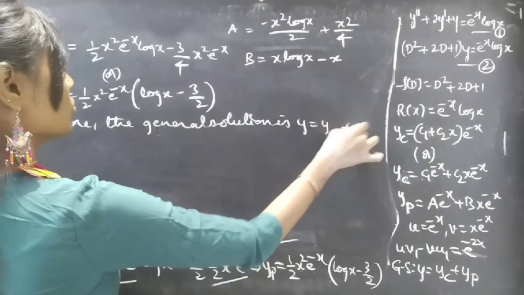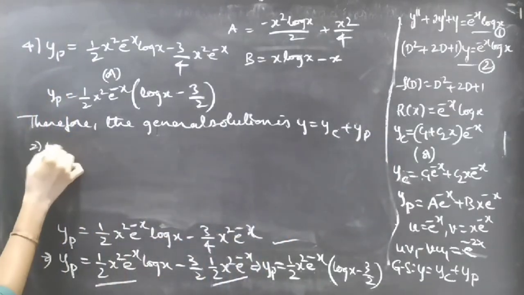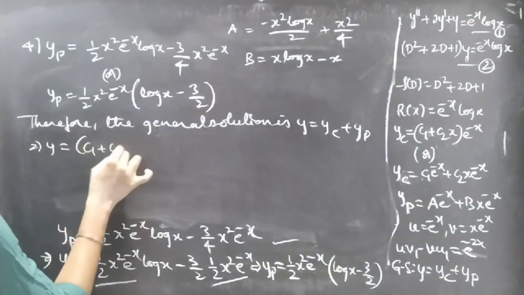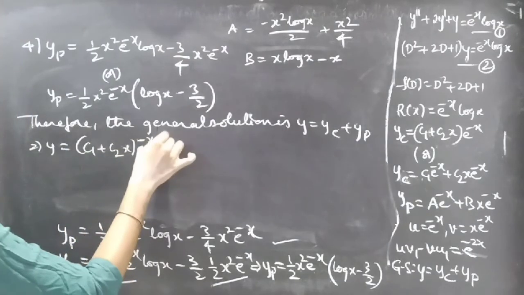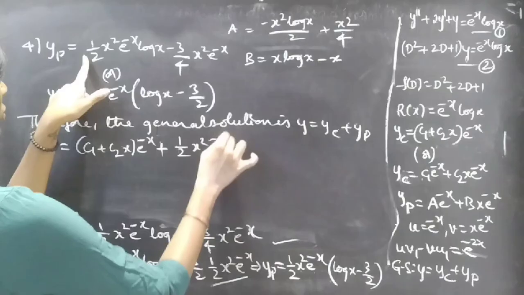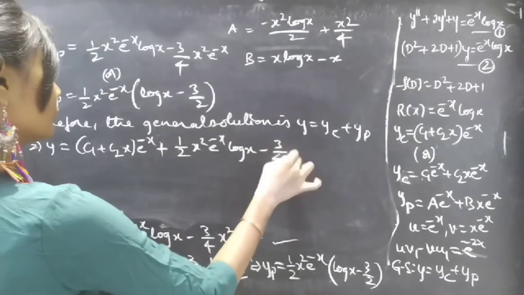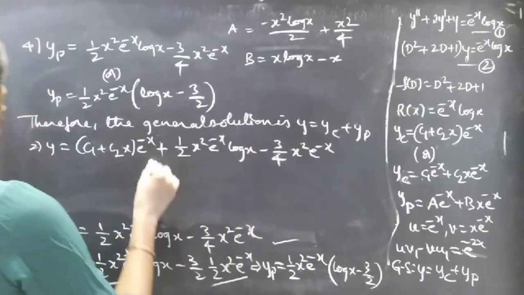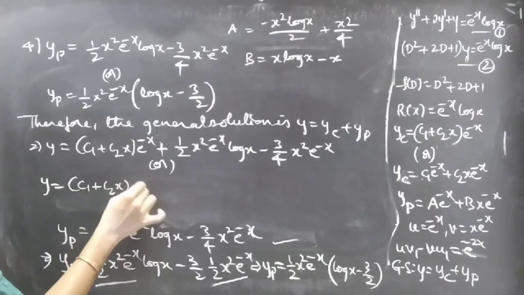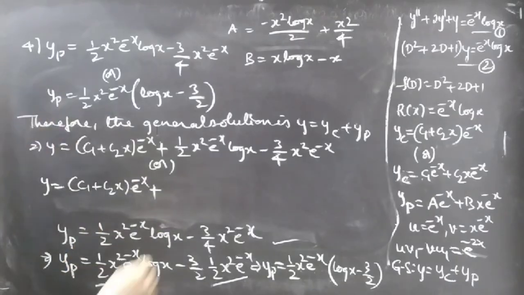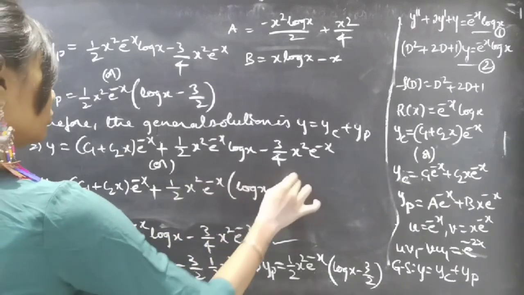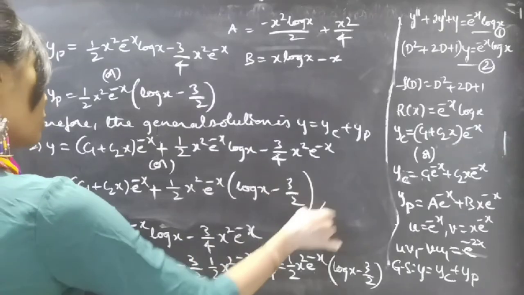y equal to yc plus yp, then y equal to yc, which is c1 plus c2x of e power minus x, plus yp. I'll write the first one. Or y equal to c1 plus c2x e power minus x plus, I'll write the second one. Right? Which completes the problem.